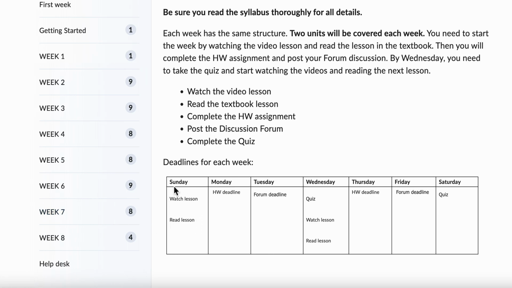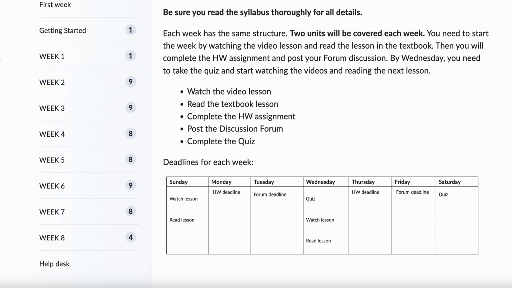So you start the week by watching the lesson and reading the lesson in the textbook. And then on Monday is the deadline for the homework. On Tuesday is the deadline for your forum post. And on Wednesday is the deadline for the quiz. And so after that, everything starts over again, meaning that on Wednesday you watch the lesson and read the lesson of the following one. And then on Thursday you have the homework, Friday the forum, and Saturday the quiz.